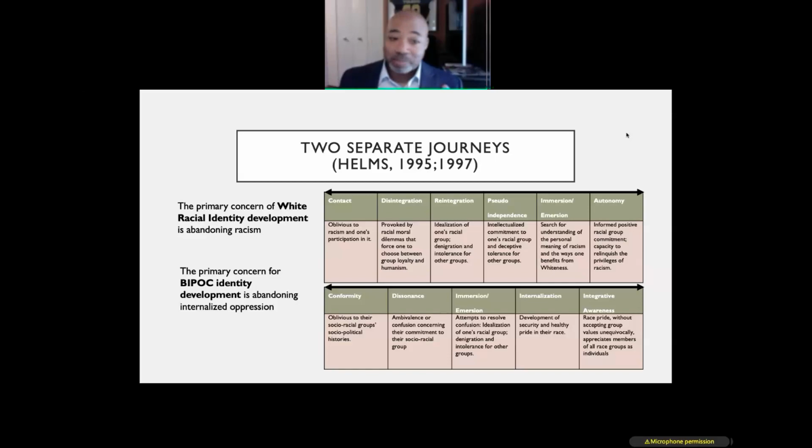According to this theory, it's important to point out that the primary concern in white racial identity development is recognizing and then abandoning racism. This is not necessarily individual or personal racism, although that's part of it, but more so recognizing systemic and institutional racism and how that might affect the way we perceive the world. And it's similar for people of color. The central concern there is abandoning any internalized oppression that might influence how we perceive ourselves and other races.